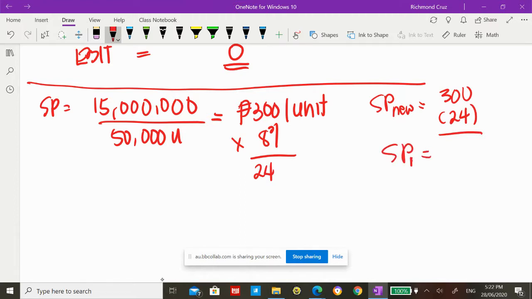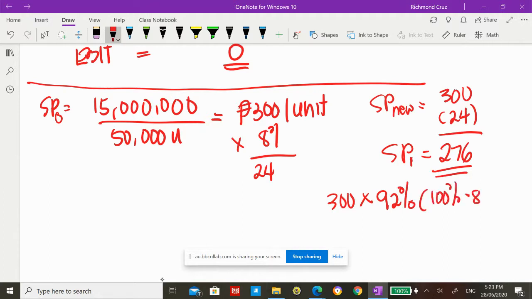So gawin na lang nating selling price 0, selling price 1. So that will be 300 minus 24. So, lalabas itong 276. Or if you want, pwede rin yung 300, i-multiply ko na lang ng 92%. So, paano compute yung 92%? That's 100% minus yung 8%. So, 300 times 0.92. So, lalabas pa din yung 276 natin per unit, which is our new selling price.